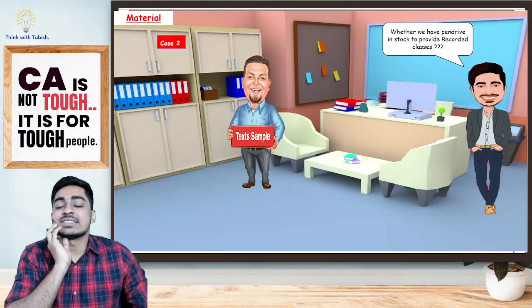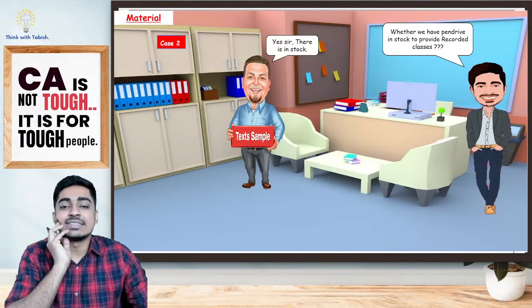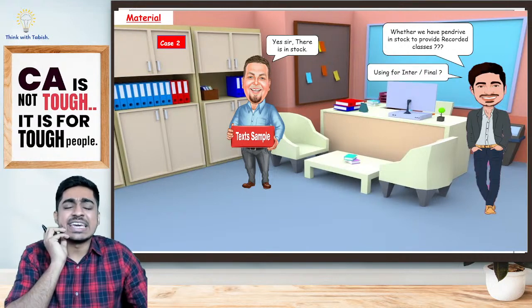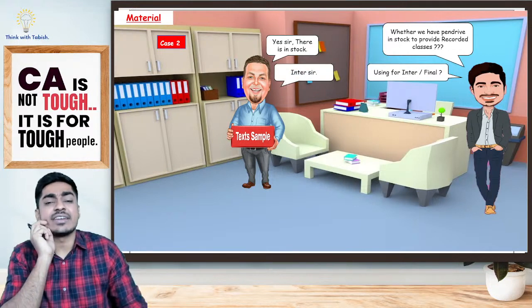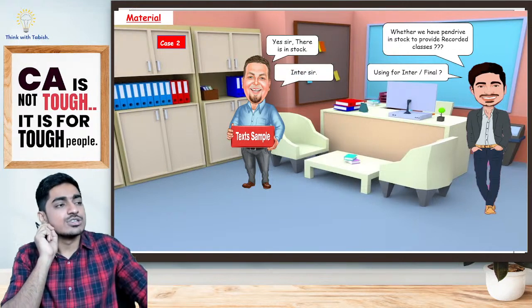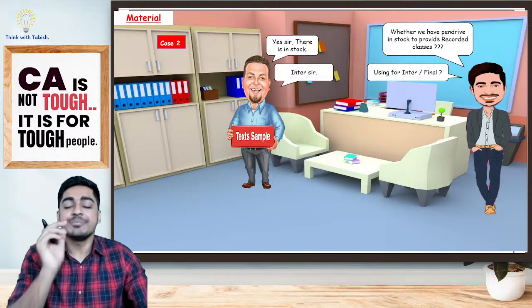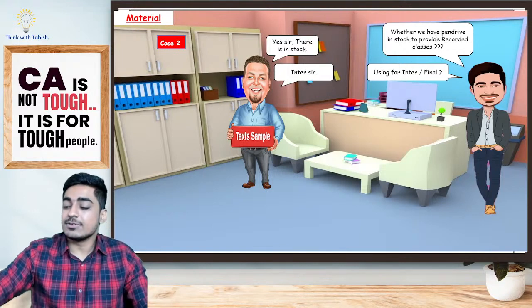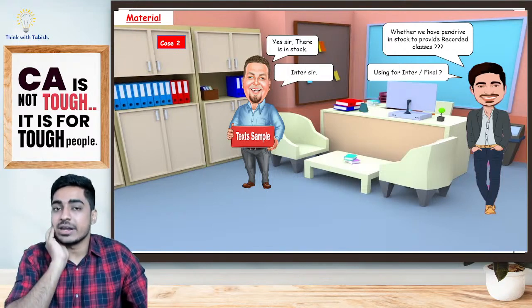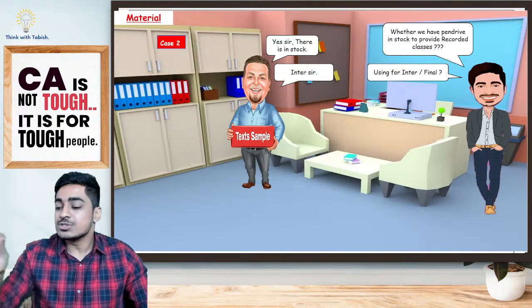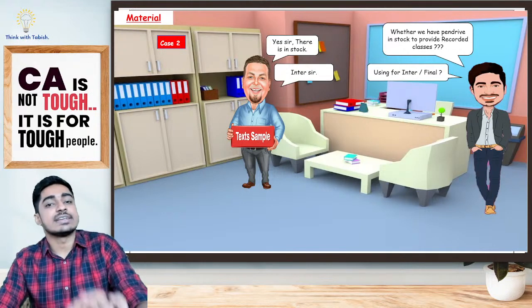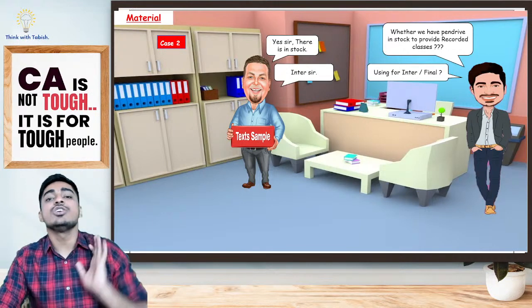Now, second case. Yes, I again call my employee. I ask him, yes, do you have pen drive? He tells, yes, pen drive is there in stock. So I'm asking, yes, is it lying free or are you using it currently? He's telling, we are using it for CA inter classes. There is a good demand for CA inter classes. So we are at present using these pen drives for providing CA inter classes. I tell him, do one thing. CA final, for CA final classes, I immediately want the pen drive. So these pen drives I will use for CA final classes. For CA inter classes, you go to the market, purchase new pen drives.